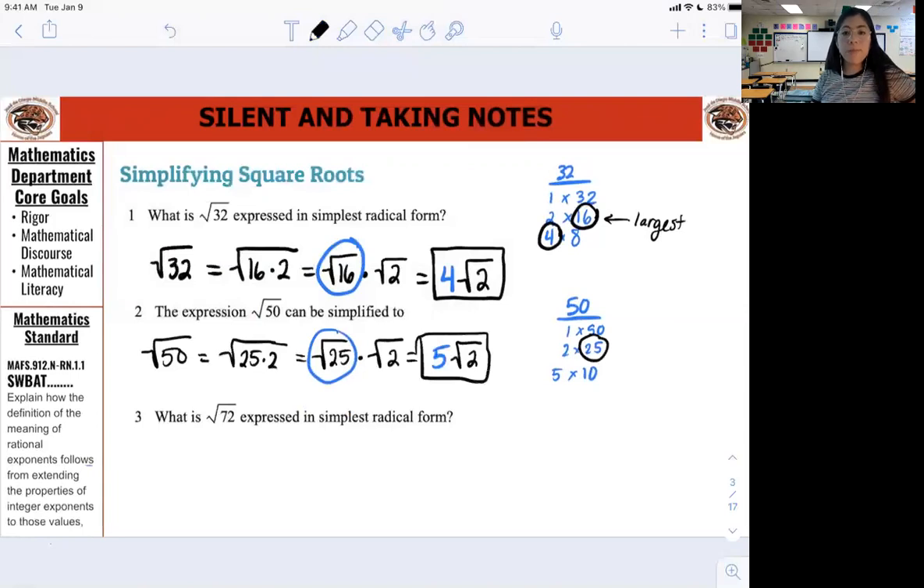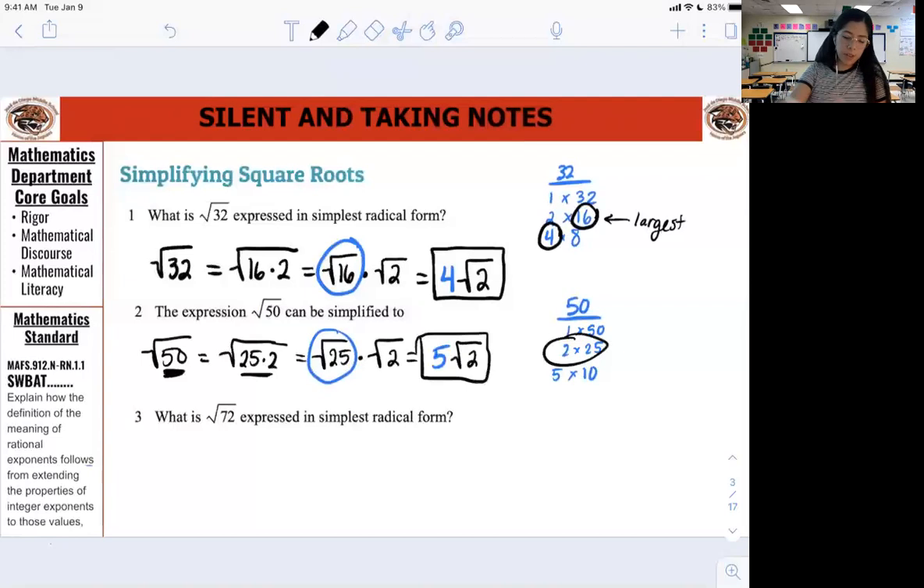Miss, where did you get that 2? Where did I get the 2 from? Well, remember, instead of writing 50, I wrote it as 25 times 2. So I just split it into its 2 factors. So for number 2, we got 5 root 2.